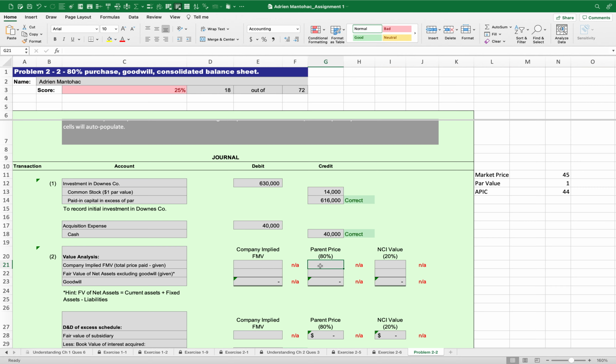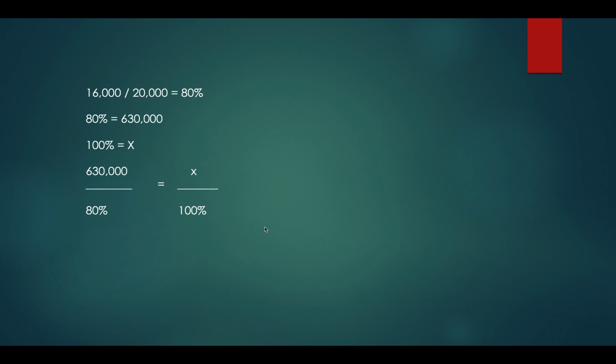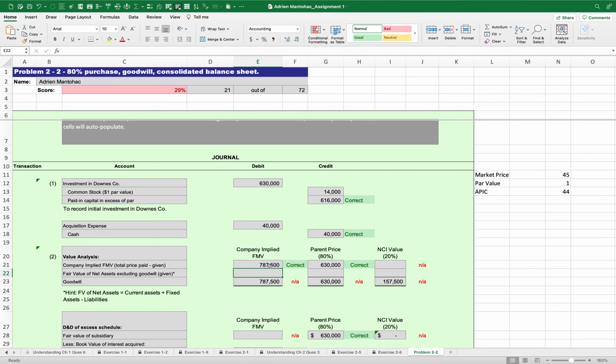We know that we paid 80%, 630,000, so we can just jot that there. But what is implied for the overall 100% of the company's value is that divided by 0.8. And we figured that part out by setting up this equation. We cross multiplied and we determined that x was worth 787,500.